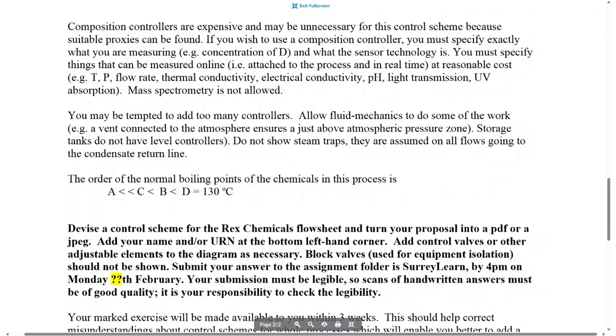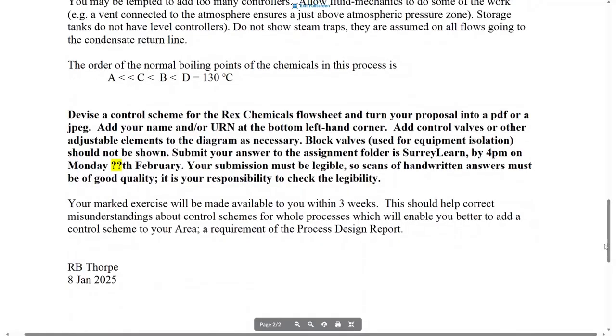Also given here, you may be tempted to add too many controllers; allow fluid mechanics to do some of the work, like the example explained here: a vent connected to the atmosphere ensures a just above atmospheric pressure zone. Storage tanks do not have level controllers, do not show steam traps, they assume all flows going to the condensate return line. Just ignore this statement, I'm not going to read it out, so let me finish this off in the last few minutes.